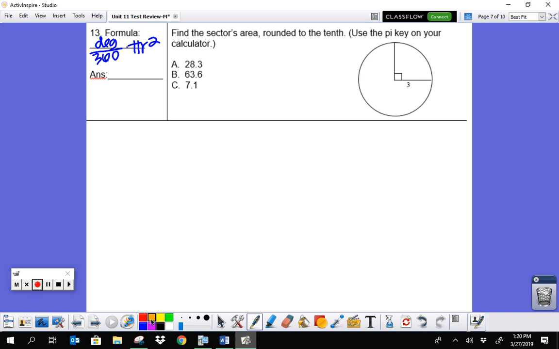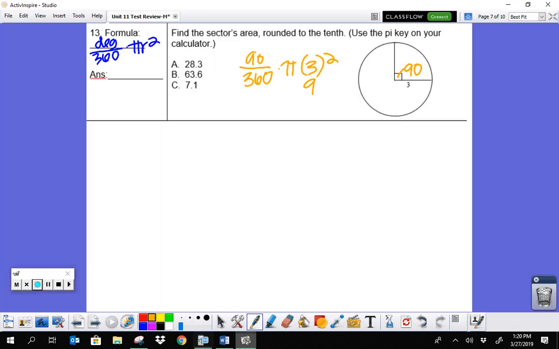Okay, so I'm going to do the degrees. I can see this right angle right here, so it's 90 degrees. So 90 over 360 times pi, and then 3 squared. Okay, 3 squared is 9. In here it says that we're going to round. I'm going to still just do all the calculations without the pi first, and then I'm going to throw the pi back on just to make sure I get it right.